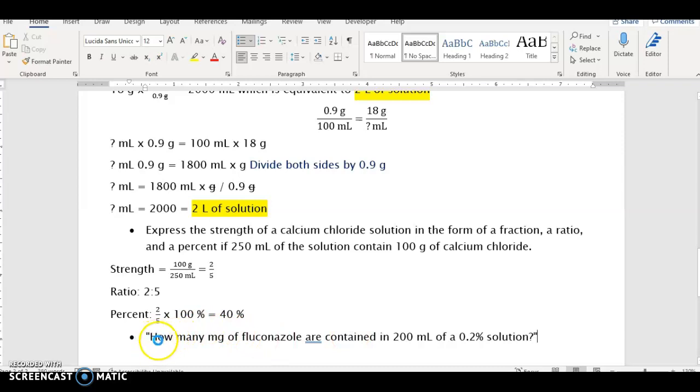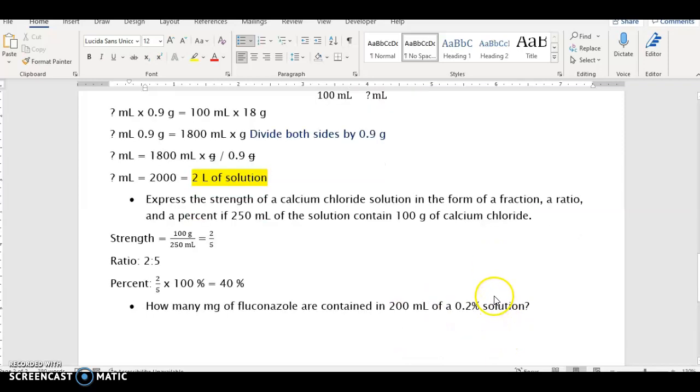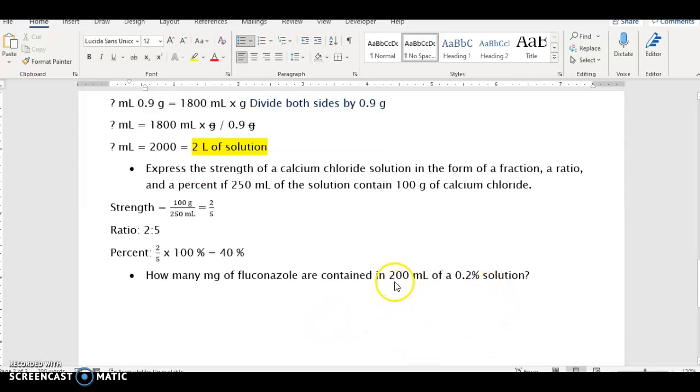The problem says, how many milligrams of this drug are contained in 200 milliliters of a 0.2% solution? So this is the type of question that's asking how much solute is in a given volume of solution, where the given volume is 200 milliliters, and the strength is 0.2%. So we're going from milliliters into milligrams. To go from milliliters to milligrams, we're going to use the strength of the solution in our calculation.